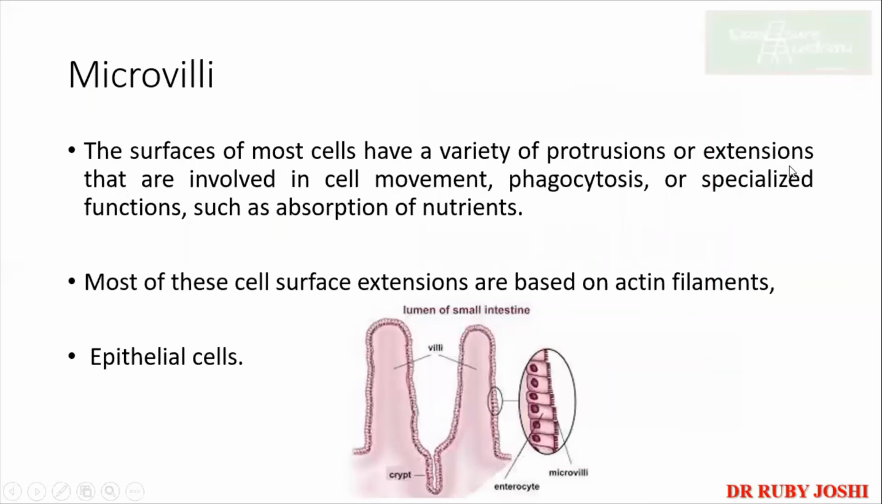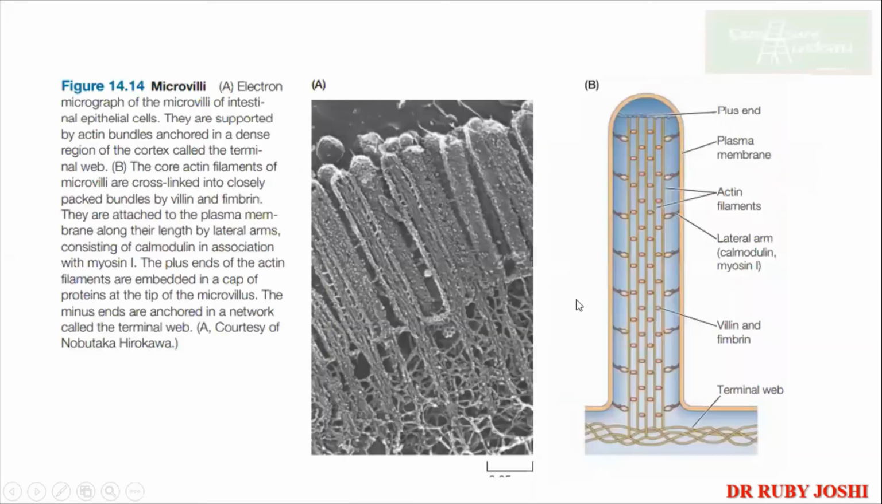Now coming to the microvilli. So the surface of most of the cells have variety of protrusions, and this kind of microvilli we see in the case of epithelial cells, for example, right? So they increase the surface area, and these cell surface extensions are helping in the cell movement, phagocytosis, or for the absorption of the nutrients. So in the case of the epithelial cells, we know that these microvilli are helping in the absorption of the nutrients, right? So on the epithelial cells, we have got these villi, right? And on the villi, we have got the microvilli. So they're like small actin filaments के protrusions रहते हैं, which is helping in the absorption.